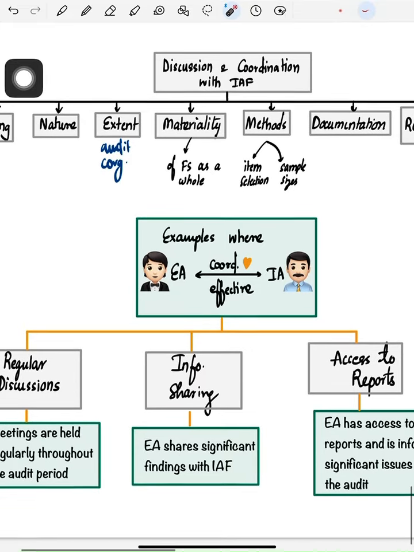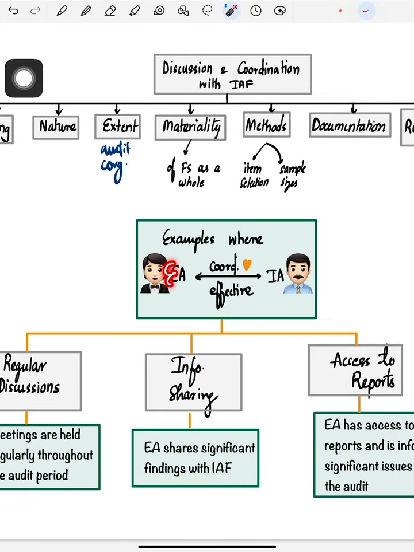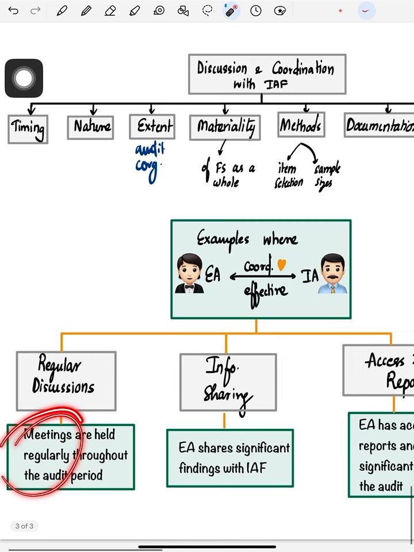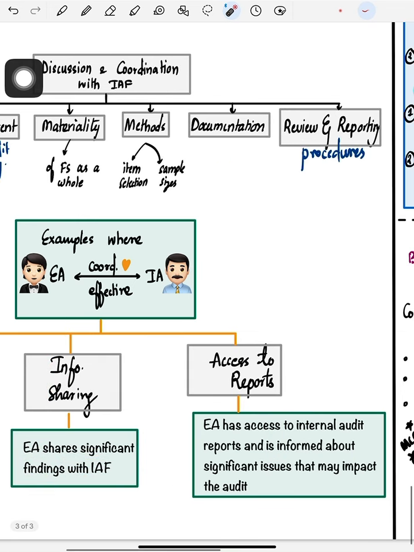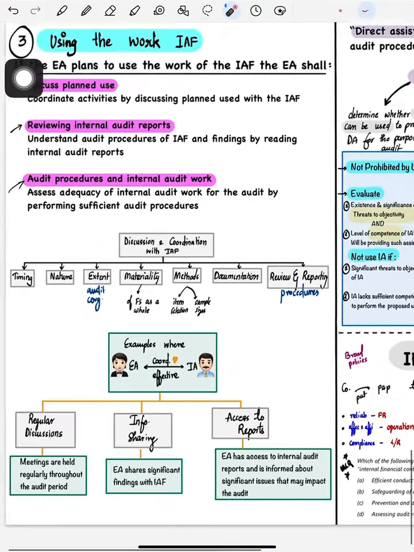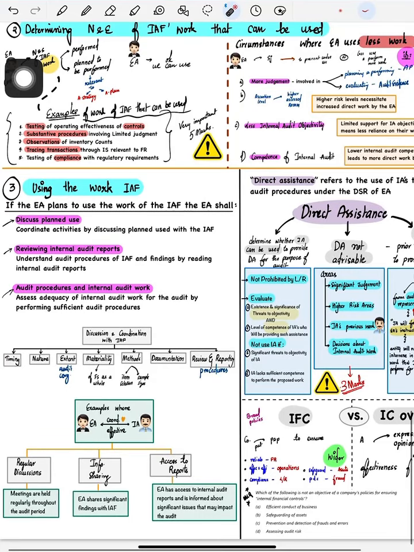Now, this part is important. Examples where coordination between the external auditor and internal auditor is effective. So when is the coordination effective? When there are regular discussions, when they are sharing information, and when the external auditors have access to all the reports of the internal auditor. Regular discussions mean that meetings are held regularly throughout the audit period. Information sharing means the external auditor shares significant findings with the internal audit function. The external auditor has access to internal audit reports and is informed about significant issues that may impact the audit. So we are done up until here.